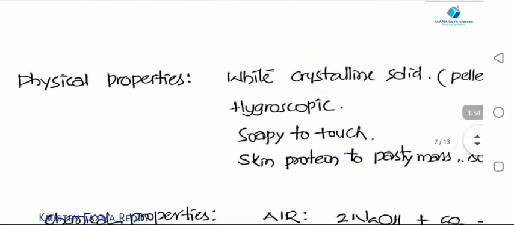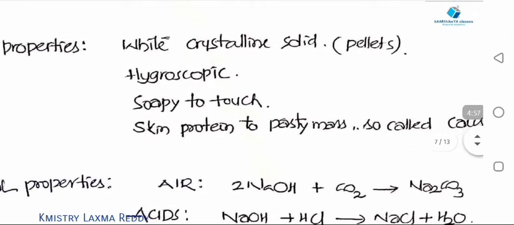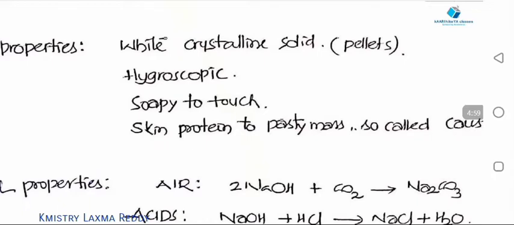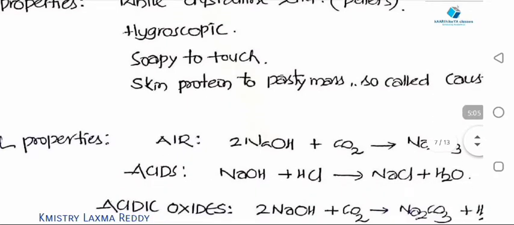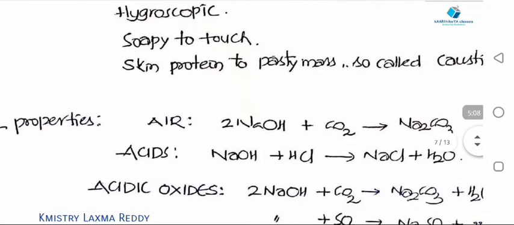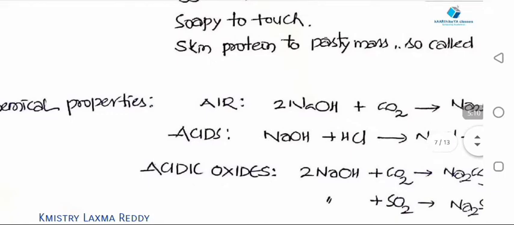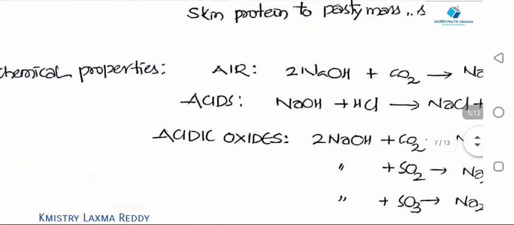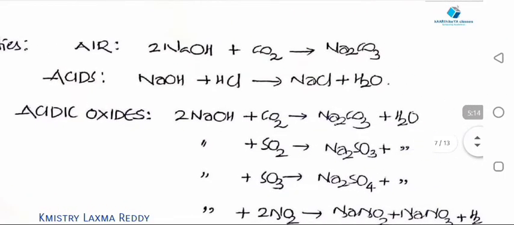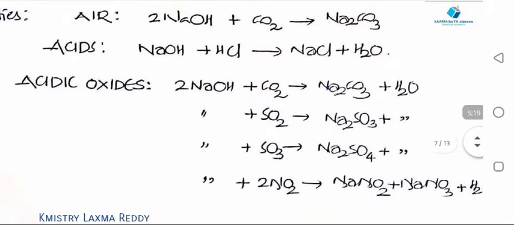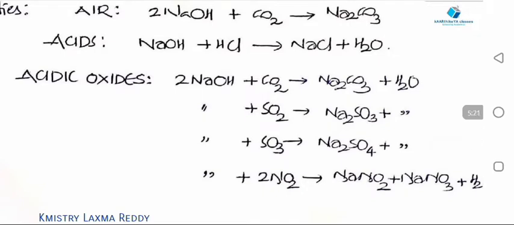Then coming to the physical properties of sodium hydroxide. Sodium hydroxide is a white crystalline solid, hygroscopic, soapy to touch. As I told you, it is called caustic soda because it converts the skin protein into a pasty mass. Coming to the chemical properties, sodium hydroxide in the air reacts with carbon dioxide to form sodium carbonate. With acids, HCl, H2SO4, any acid you take, sodium hydroxide is strong, so it reacts.